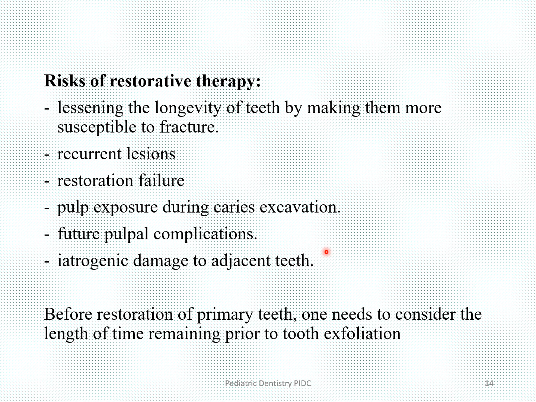Okay, bottom line to remember is you must also consider the length of time remaining prior to tooth exfoliation. Like I said earlier, no point doing a complex restorative treatment on a tooth which is going to exfoliate in the next 6 to 8 months or maybe a maximum of 1 year, and it is all a waste of resources. All right, let's go to the next.